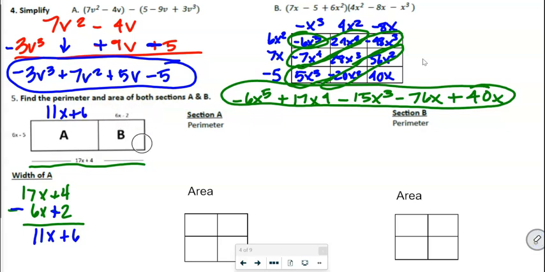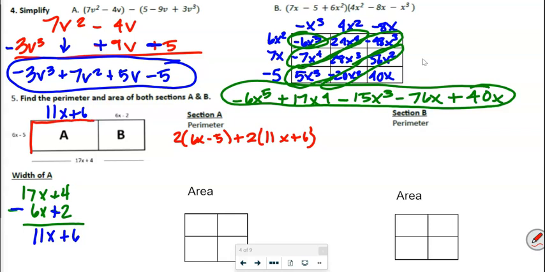So now we want to find the perimeter of section A and the perimeter of section B, and then the area of both, okay? So to find the perimeter, we're going to go 2 times our 6x minus 5, and then we're doing plus 2 times our 11x plus 6, because these are our two sides, right? There's one, there's the other, okay? So that's going to be 12x minus 10 plus 22x plus 12.